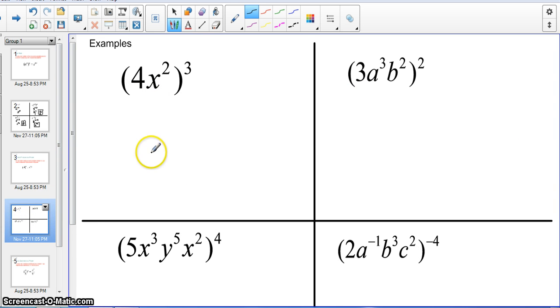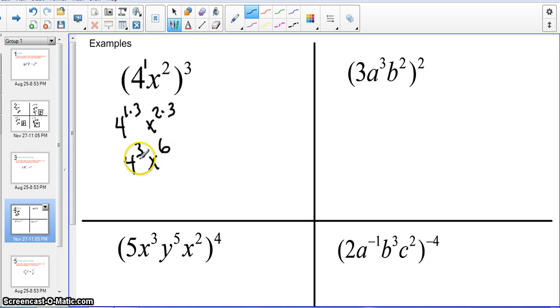So let's try a couple examples. This 4, it actually has an exponent of 1. So remember, if a term doesn't have an exponent, it's just understood to be a 1. So everything inside of here gets raised to the 3rd power. So 1 times 3, which is 4 to the 3rd. X to the 2 times 3, so x to the 6th.